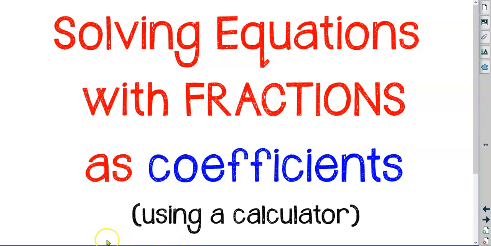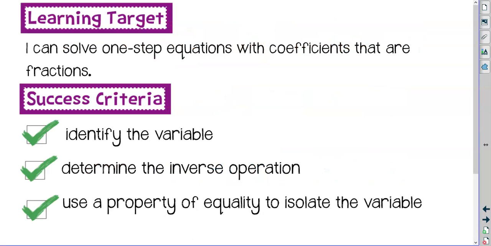In this tutorial, you'll be solving equations with fractions as coefficients by using a calculator. By the end of the tutorial, you should be able to say that you can solve one-step equations with coefficients that are fractions or mixed numbers. In order to be successful, you need to be able to do these three things: identify the variable, determine the inverse operation, and use a property of equality to isolate that given variable.